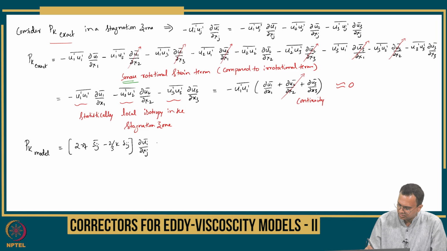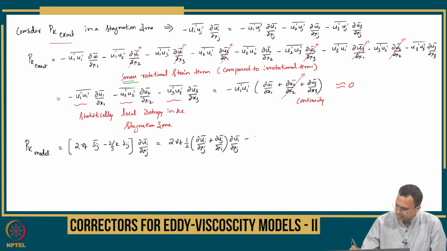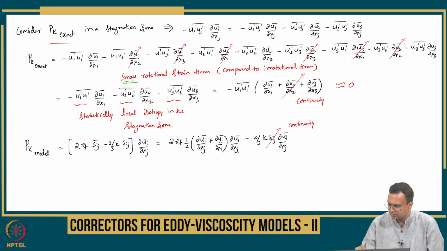Again, if I add it up, so expand this, I get 2 nu t Sij bar, or can write this as half of dou ui bar by dou xj plus dou uj bar by dou xi, dou ui bar by dou xj minus 2/3 k delta ij dou ui bar by dou xj. This last term goes away because of continuity, and I have essentially these two terms.